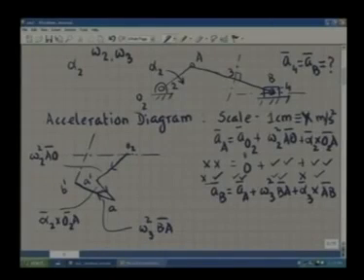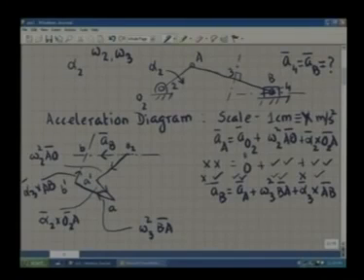So this equation suggests that the intersection of these two lines I can denote by small b, and O2b will represent the acceleration of the point B. Then only this equation will be satisfied. You see, O2A prime plus A prime A, then omega 3 squared BA, then alpha 3 cross AB will give you O2B, which is AB. So this vector represents alpha 3 cross AB.